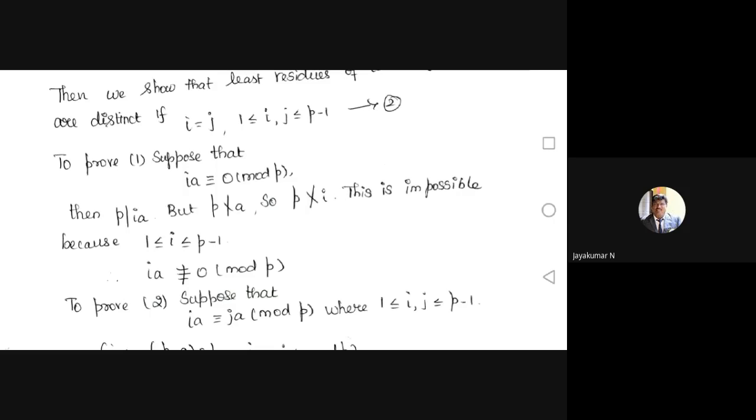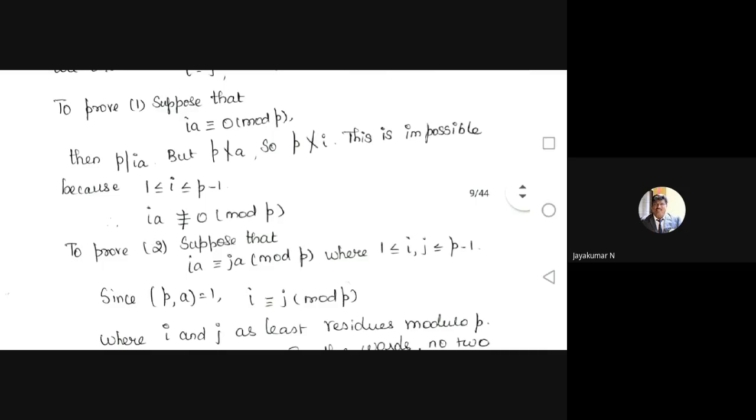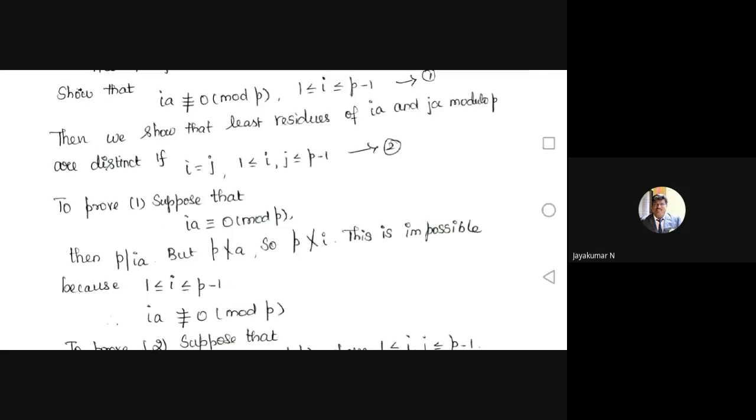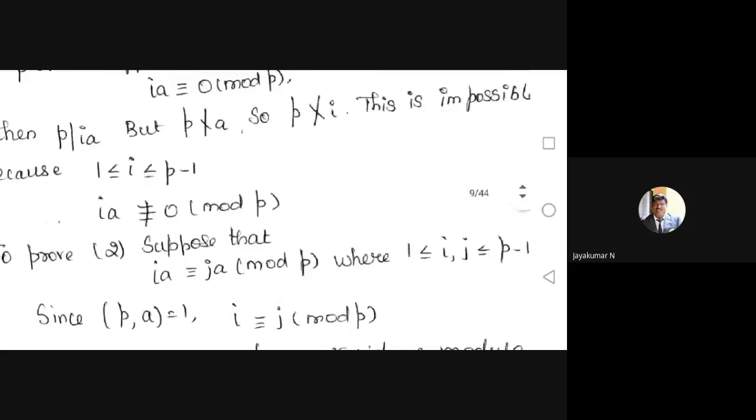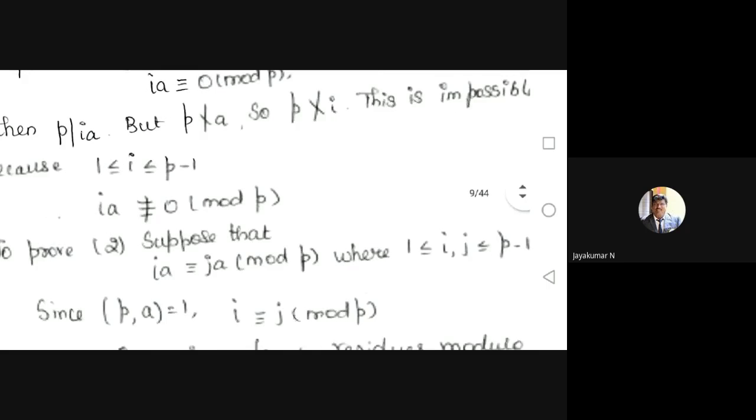Now the least residues are distinct. Now we are going to prove the least residues are distinct. Suppose ia and ja are congruent, ia is congruent to ja mod p. We know the i and j values lie between 1 and p minus 1, and also the GCD between a and p is 1.